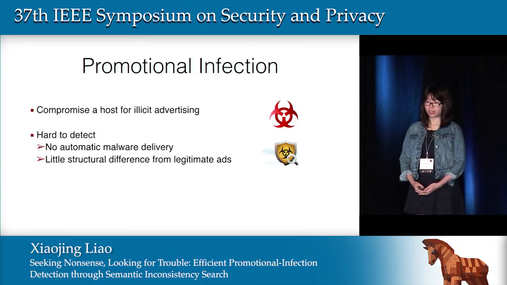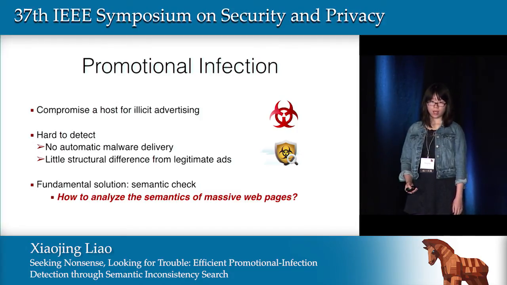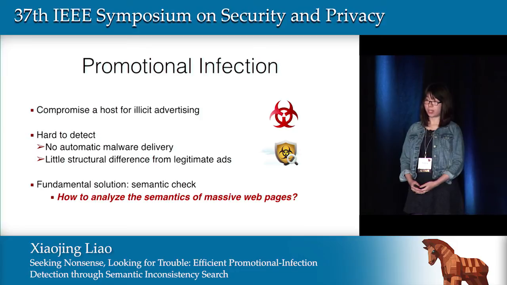Promotional infections are hard to detect. These attacks often do not use malware download and therefore cannot be easily detected by antivirus tools. Moreover, the content injected into the compromised website can appear perfectly normal, no different from legitimate ads. So far, detecting promotional infection mostly relies on community efforts, such as discovery by human visitors or integrity checks by the website's owner. A fundamental solution can be semantic check, which leads to a new question: how to analyze the semantics of massive web pages.